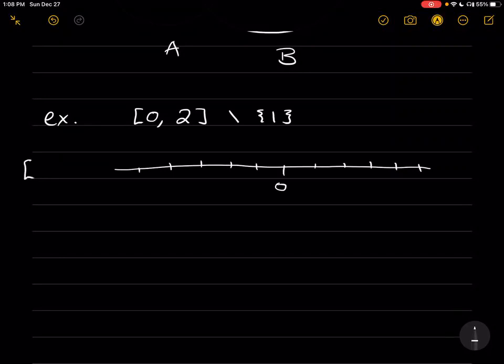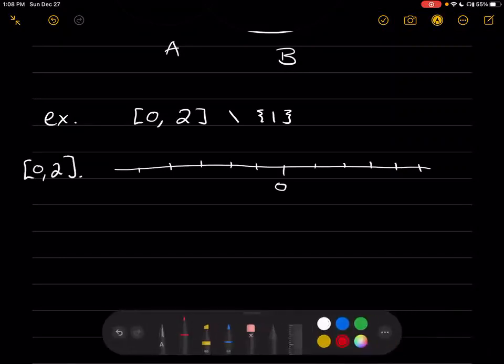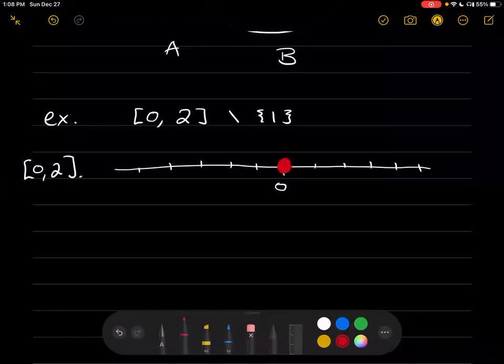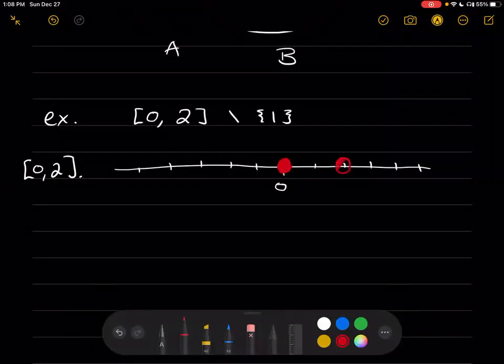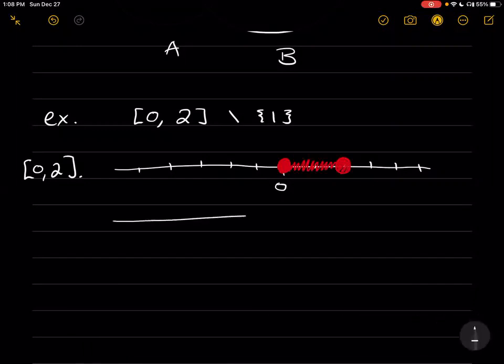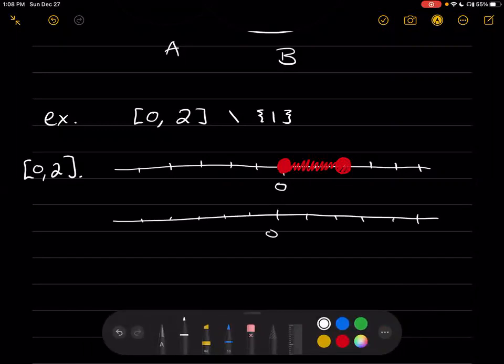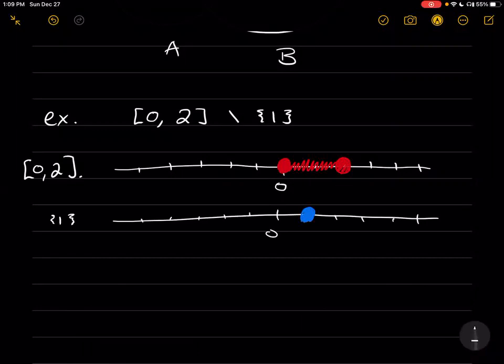So let's do 0 to 2, the closed interval as we've been practicing. That's going to start at 0, filled in, it's the bracket. And it's going to go all the way to 2, which is right here. That's also filled in. And then it's everything in between them. And then just so we've got a reference, let's go ahead and draw the singleton 1. That's going to look like just a dot at 1 right here. And now we want to take away 1 from this interval 0, 2.